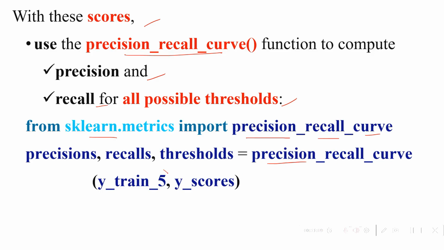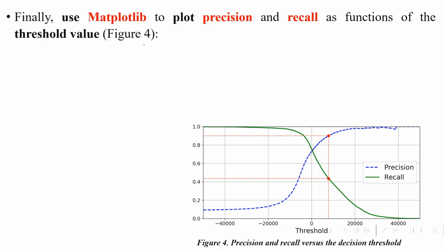You have to provide the training data and the corresponding predicted value. So y_train_5, comma, y_scores. Finally, we are using matplotlib to plot the precision and recall as functions of the threshold value.